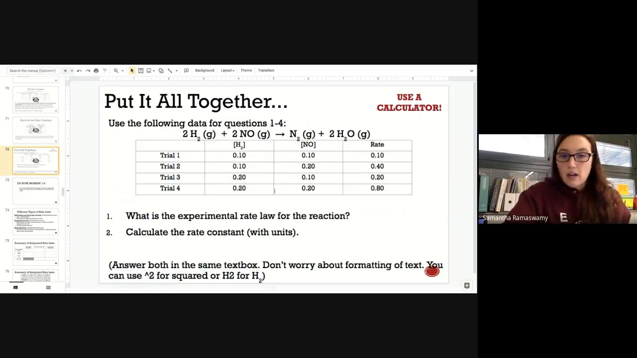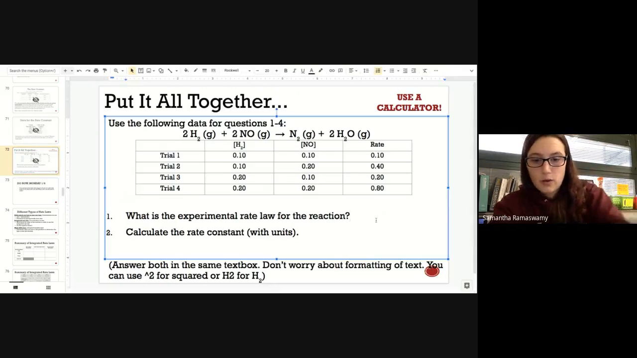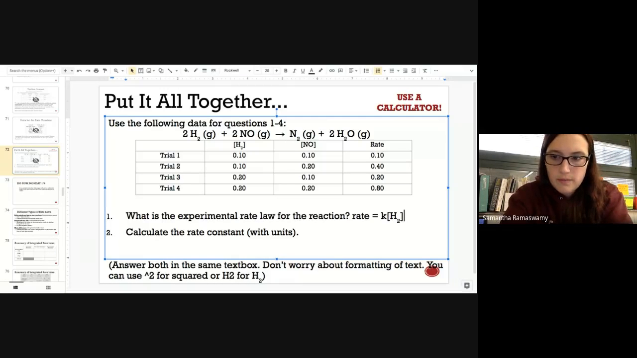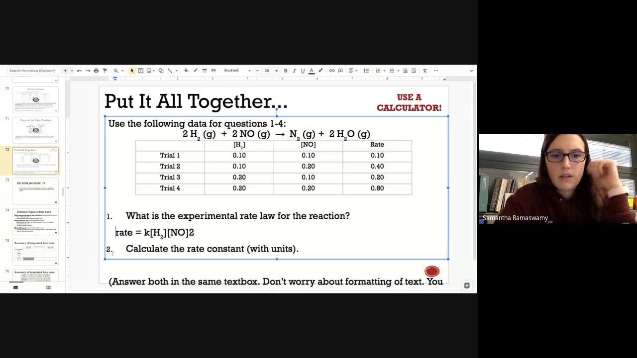To solve for the rate constant, you have to know the rate law. So for this one, we said that rate was K times [H2] times [NO] squared. Okay, so this is what we said for the rate law.